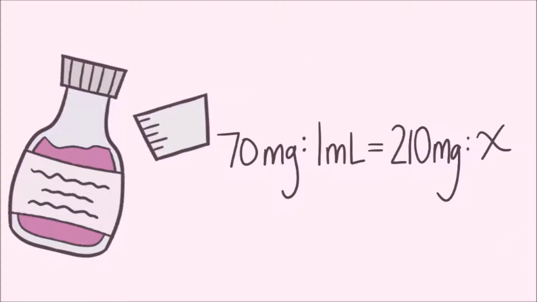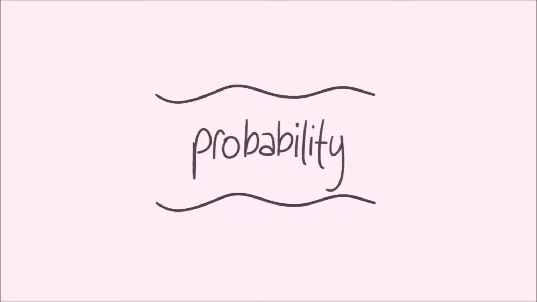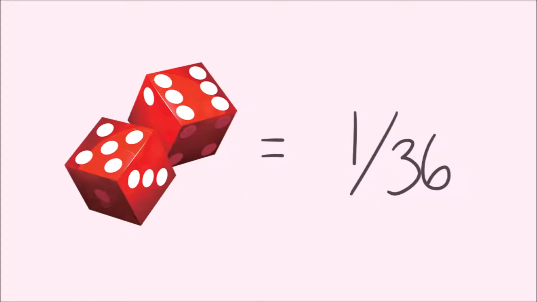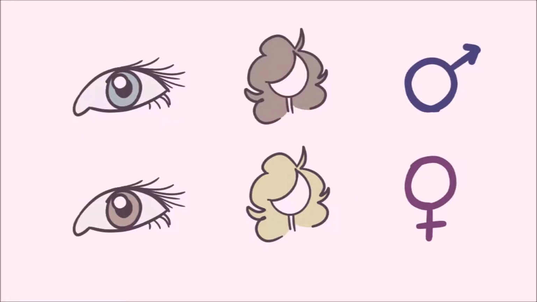Let's look at the equation. The amount of milliliters that the patient will be administered per day is represented by X. Let's solve. Next, we have probability. Probability is the calculation of the likelihood for an event to occur. It is usually used by geneticists when determining the inheritance of particular traits in an organism.